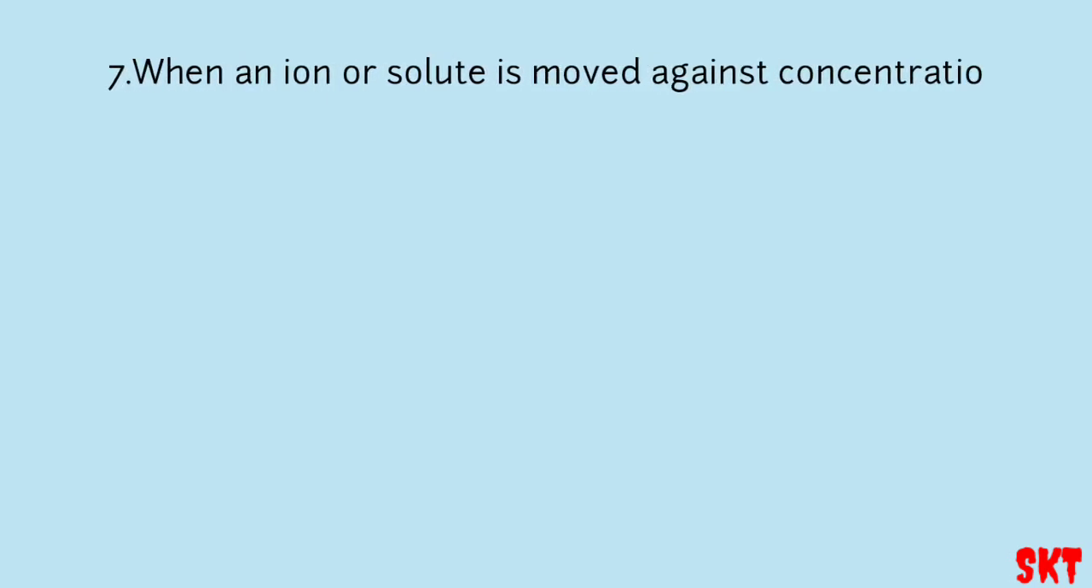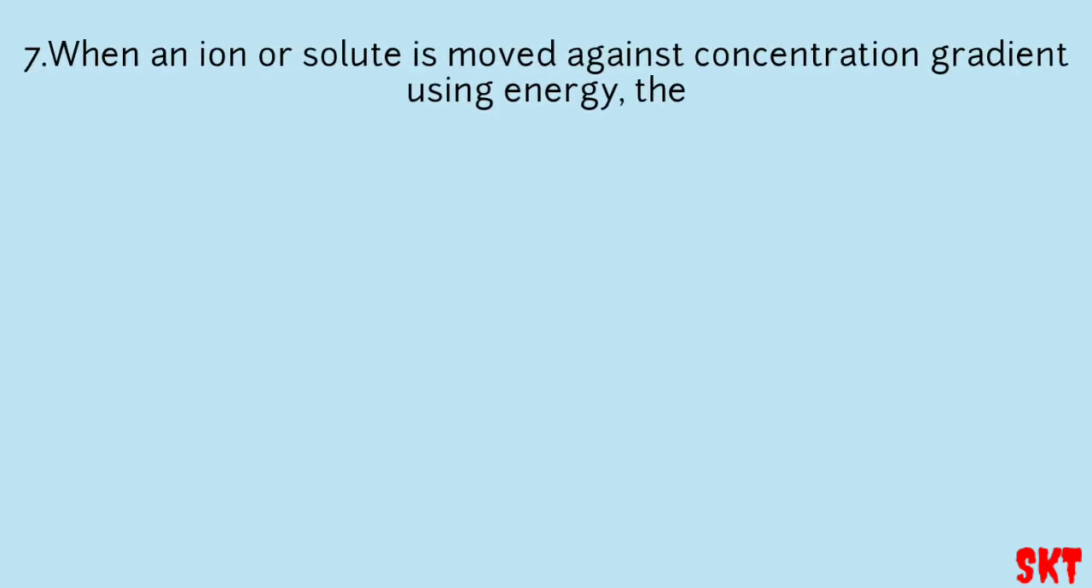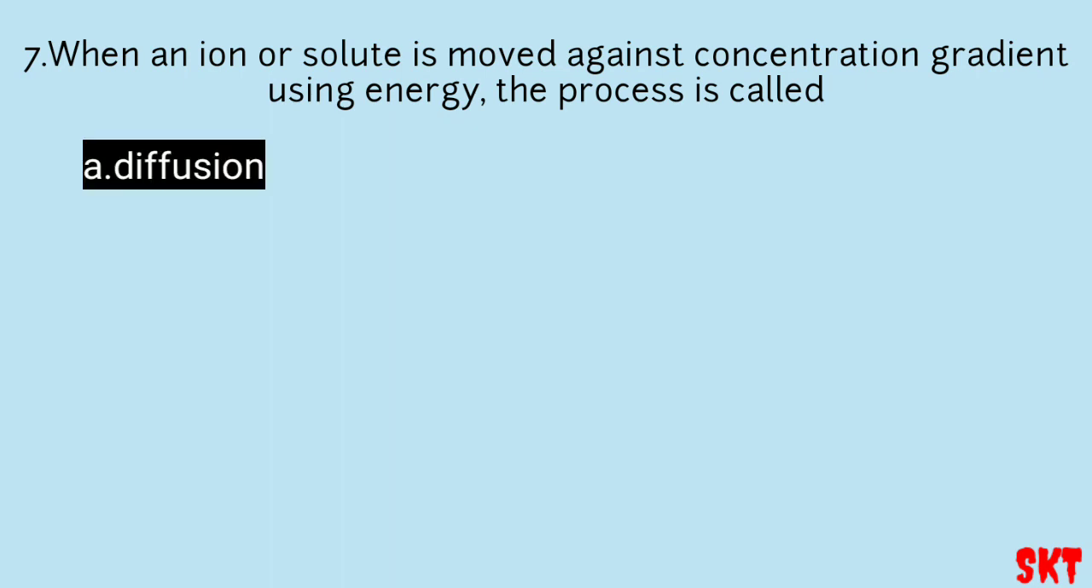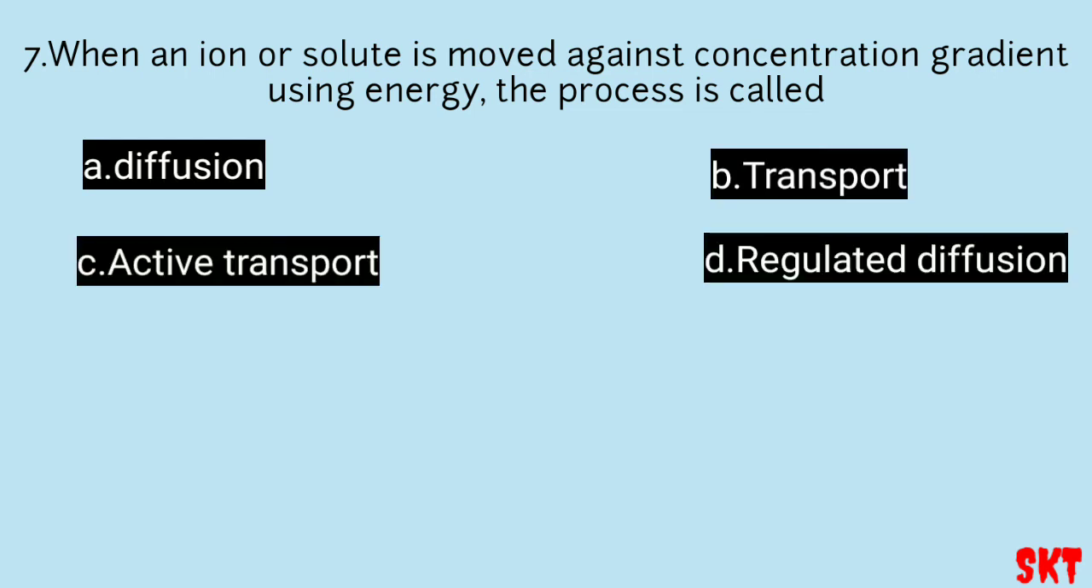Now let us look at another question on the topic active transport. And the question is like this. When an ion or solute is moved against a concentration gradient using energy, the process is called. So this is a definition of active transport. And the options are like this. A. Diffusion. B. Transport. C. Active transport. And D. Regulated diffusion. So it's a simple question and the right answer is C. Active transport.